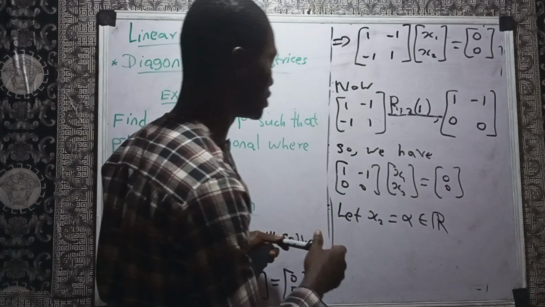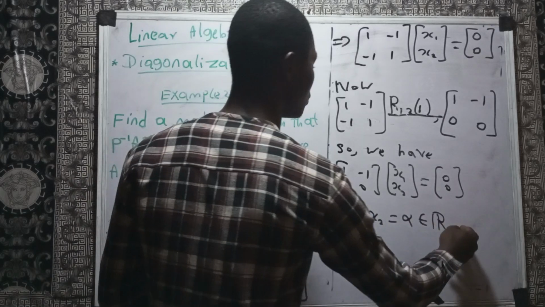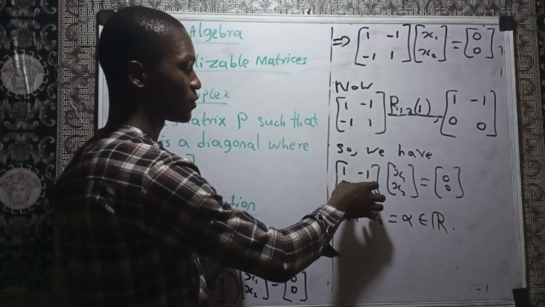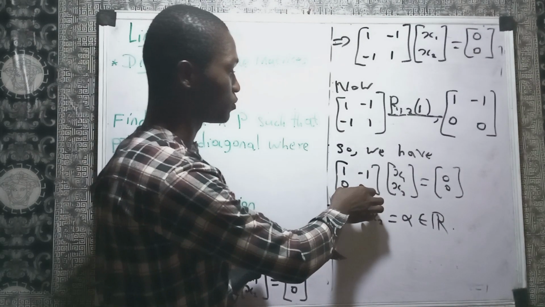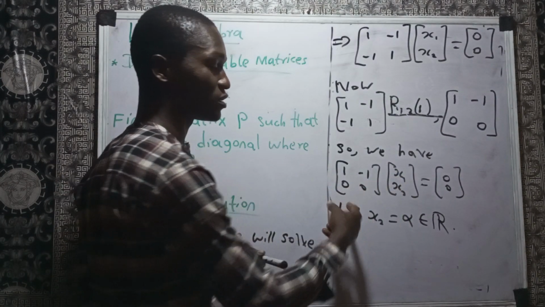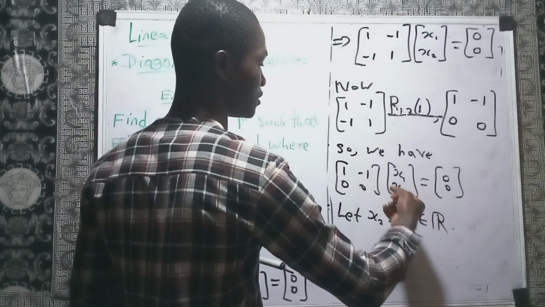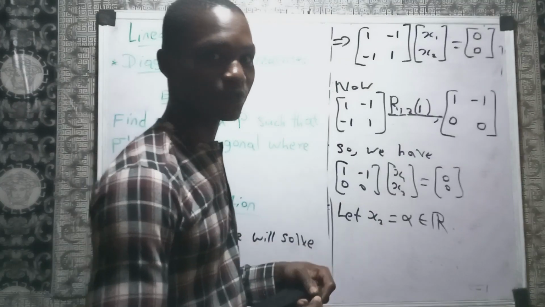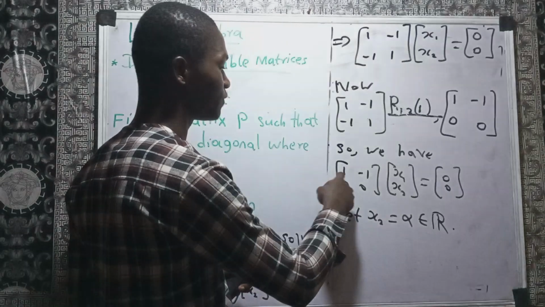So what we are going to do is multiply, starting from the last column. So x1 multiplied by 0 is 0, plus x2 multiplied by 0 is 0. 0 plus 0 is 0. So you have 0 equals 0. Did we get any value for x1 and x2? No. So go to the first row.